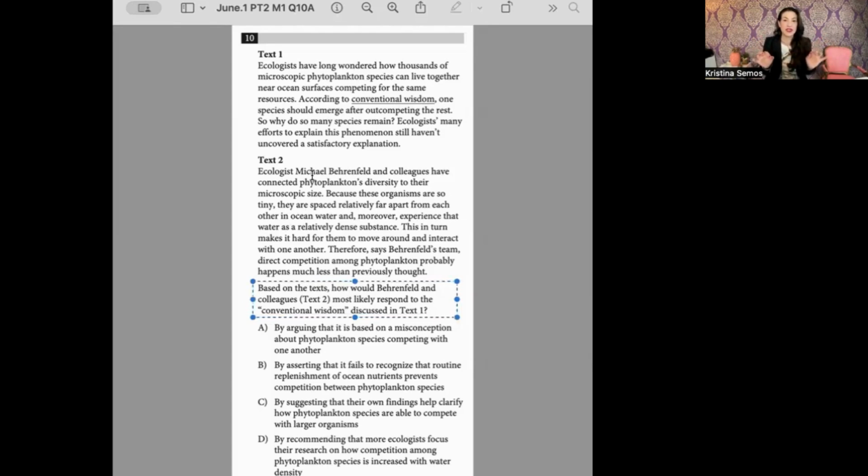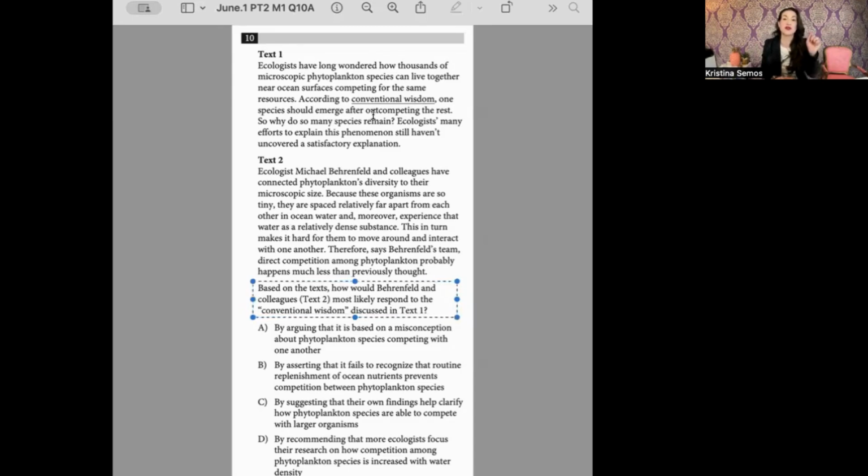So the main thing with these is that you are going to keep the two texts and the two authors' opinions straight in your head. So this is an example. I'm going to let you do it yourself, and then I will have solutions to all of these if you wait to the end. So here it says, based on the text, how would Barenfeld and colleagues, that would be text 2, most likely respond to the, quote, conventional wisdom discussed in text 1? Okay, so we want to know what the text 2 person thinks about something in text 1.